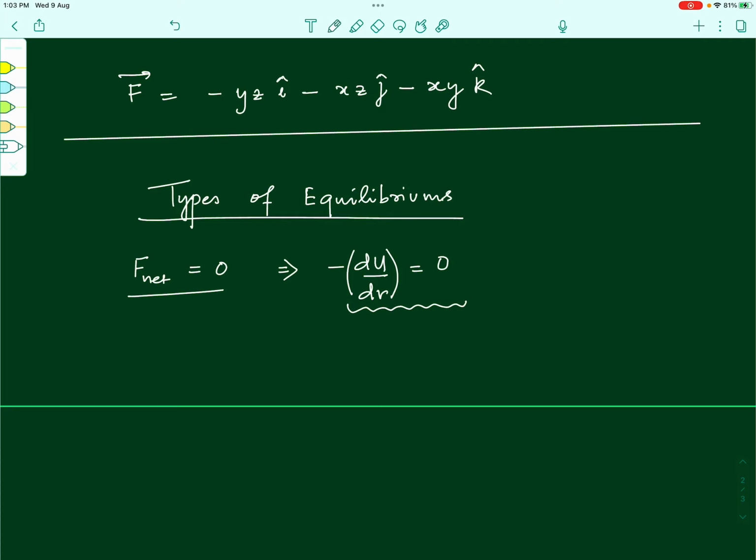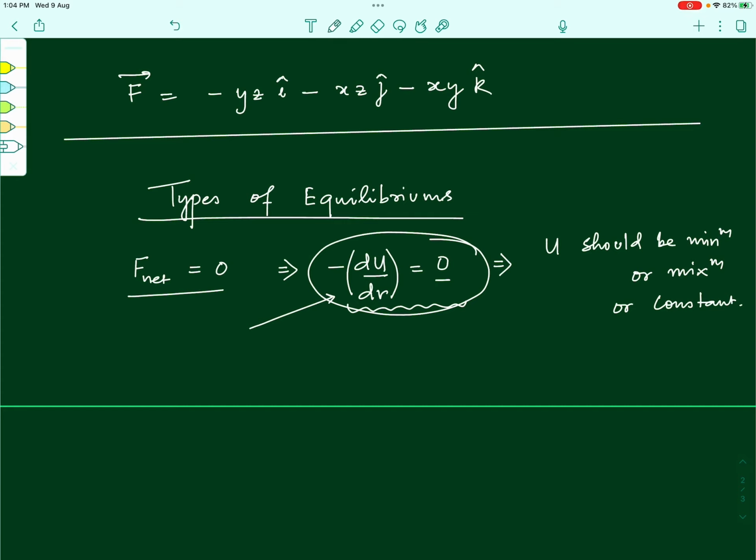If that is 0, can we say that this means that u should either be a minimum or maximum or a constant at this particular time when the force is 0? Because we know from the mathematical tools that we have, that if we want to maximize or minimize any function, all we need to do is differentiate that function with respect to the variable on which it depends and put that equal to 0. So, here we are already getting such a function over here for u, the potential energy. Derivative of the potential energy is 0.